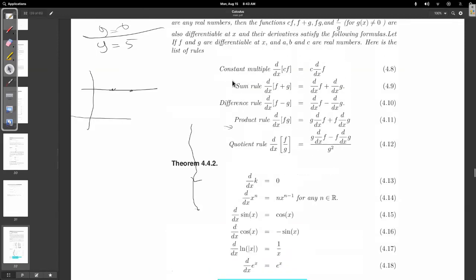Then we have derivatives of these functions. These rules are also obtained by using that definition. So all these derivatives are obtained using the definition, and all of these rules are also obtained using the definition.